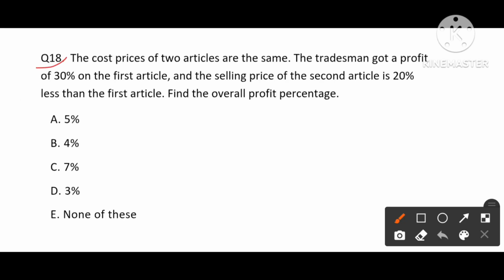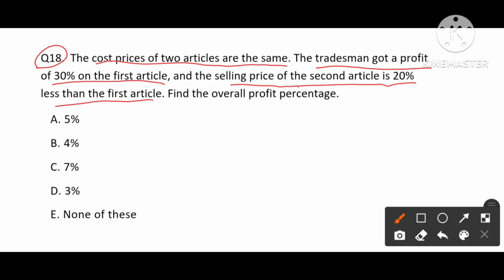Now we are going to solve question number 18. The cost price of two articles are the same. The tradesman got a profit of 30% on the first article, and the selling price of the second article is 20% less than the first article. So let's assume that the cost price is 100. Both are 100. And for the first, the selling price, with 30% profit, means 130.